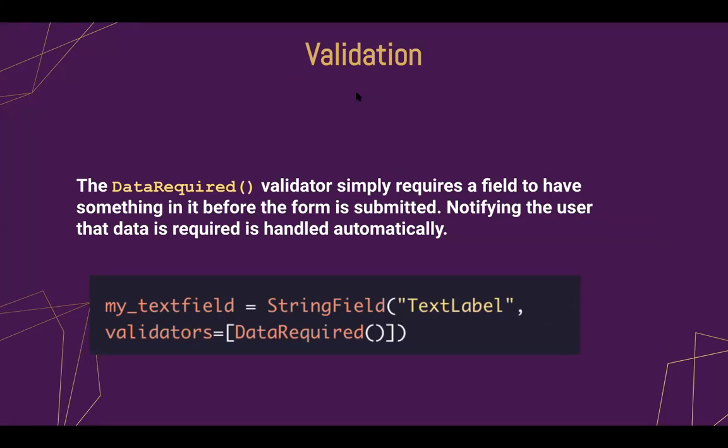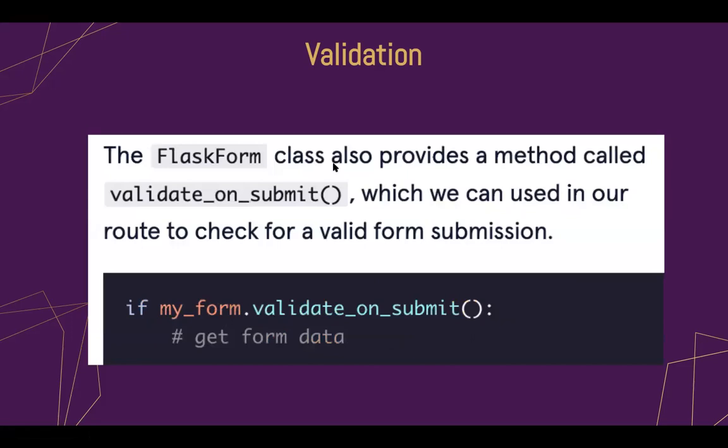Okay, so my text field equals string field, text label, that's the label. And then you can separate it by comma and say, okay, I need this text field to be required. If it's not, then I don't want it. And this line basically does that. So validators equals data required, open close parentheses. There's even a better option, which is called validate on submit.